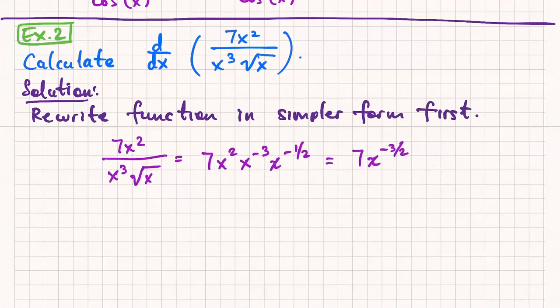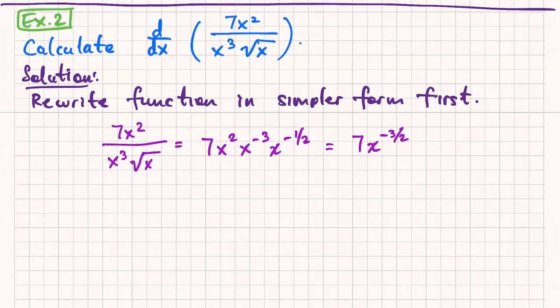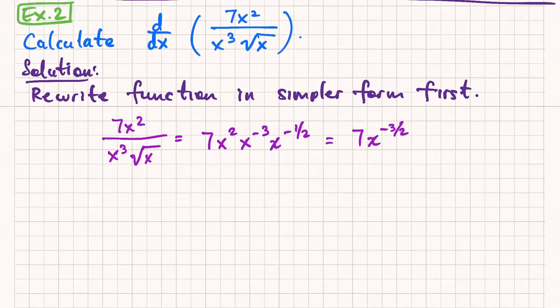Simplifying a function before taking a derivative is always a good idea because that means you'll probably have fewer rules to use, right? Because now I can just use power rule.